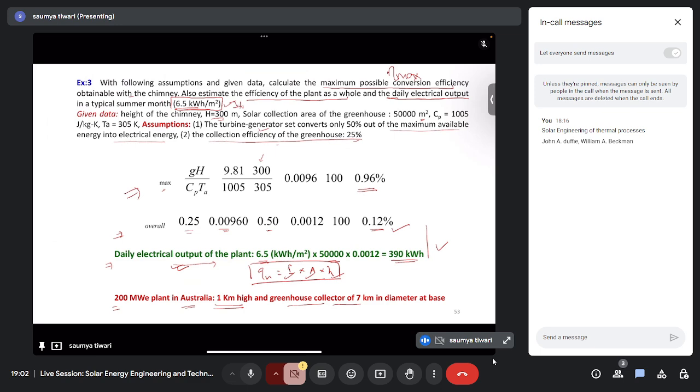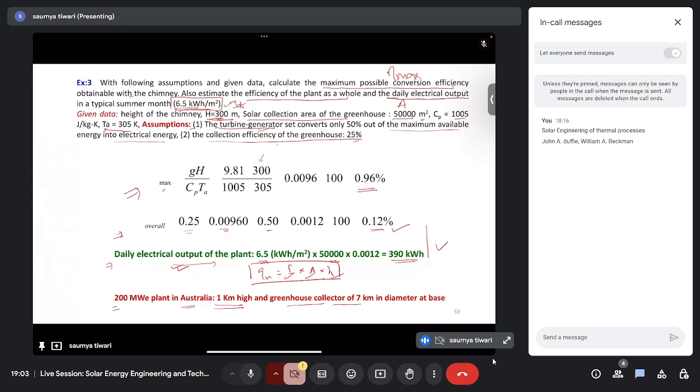What else is given? The height of the chimney is given. The solar collection area of the greenhouse is given. CP is 1005 joule per kg per Kelvin. Ambient temperature is given. Assume that the turbine generator set converts only 50% of the maximum available energy into electrical energy, and the collection efficiency of the greenhouse is 25%.